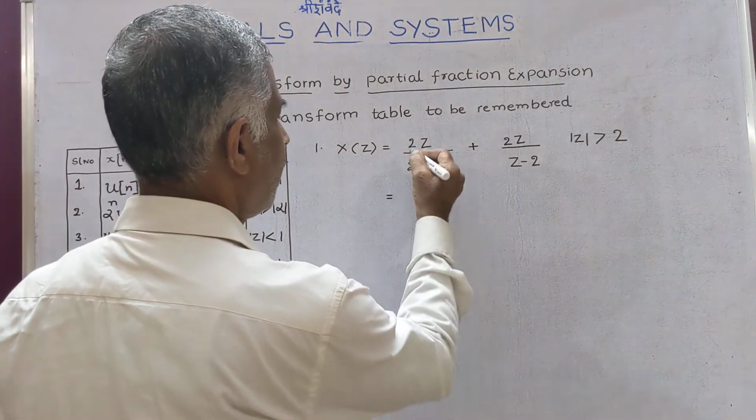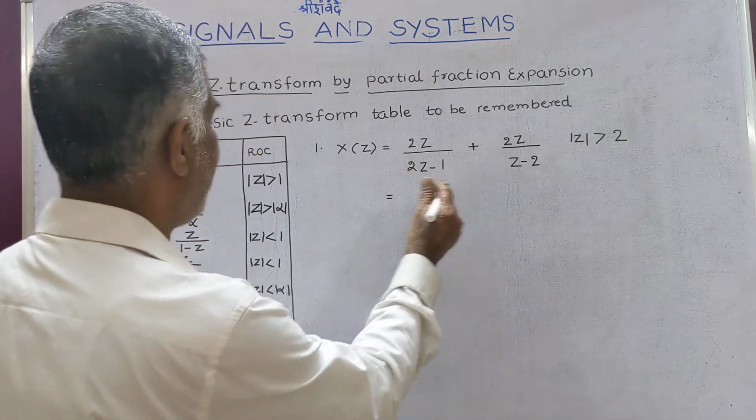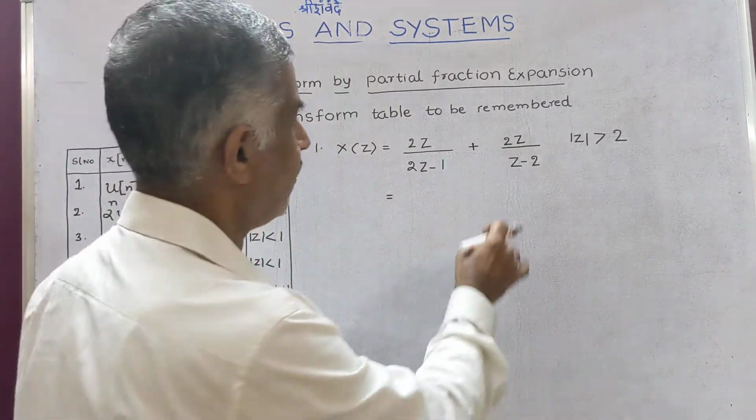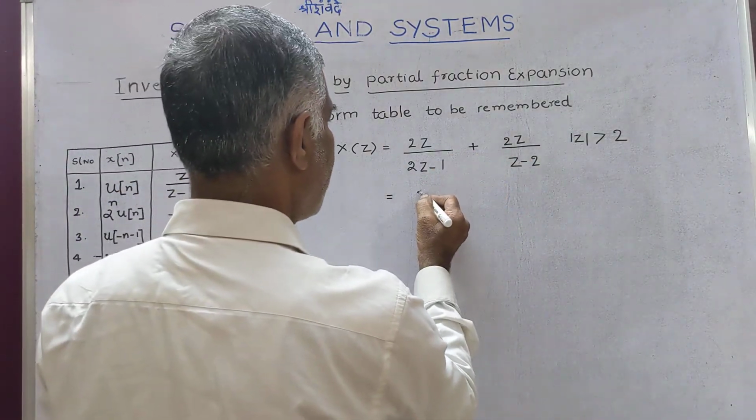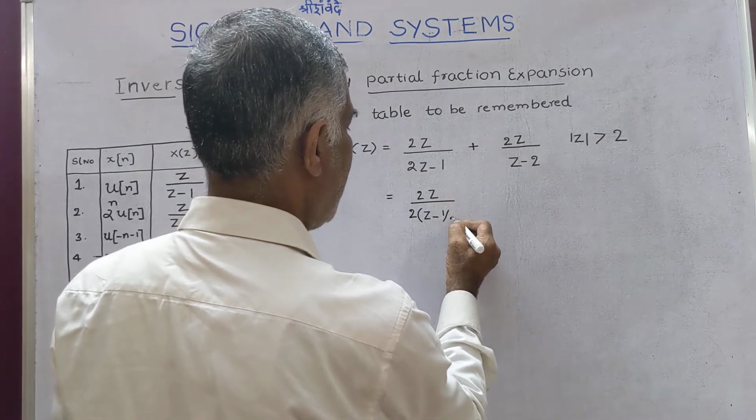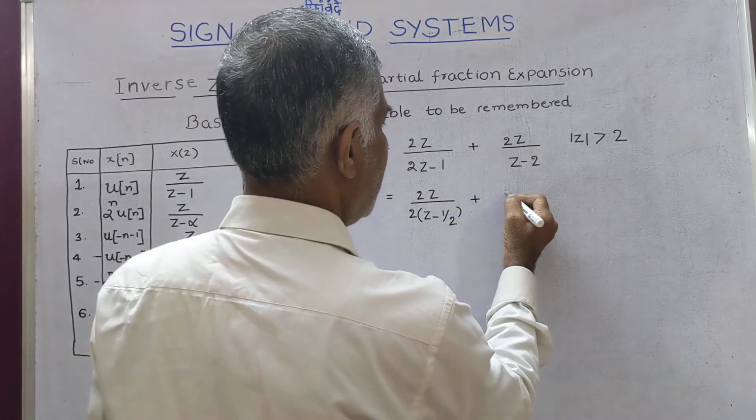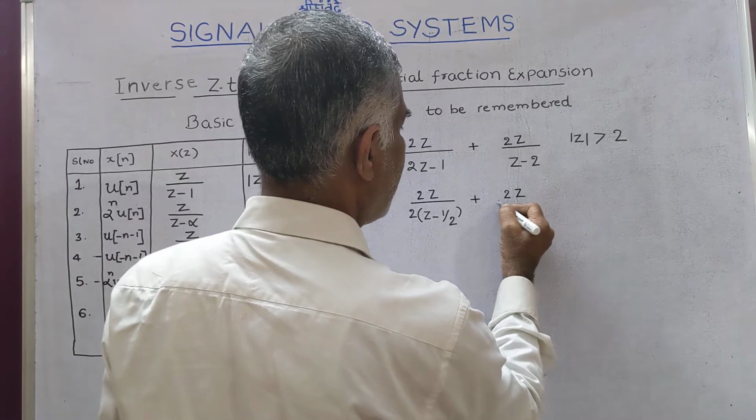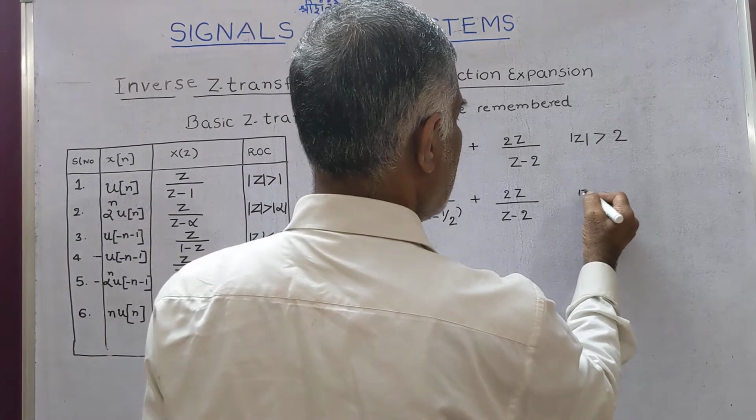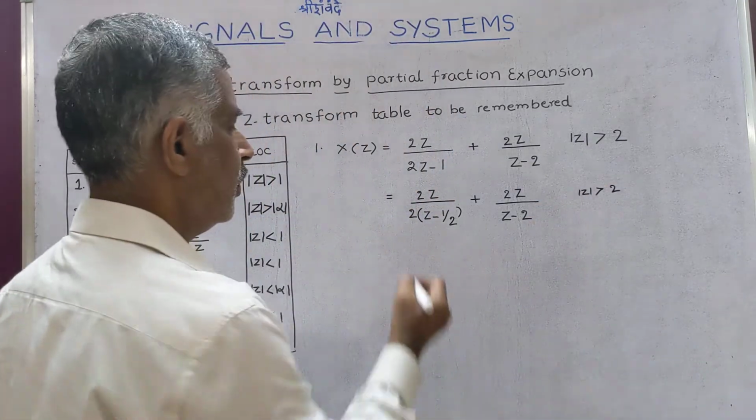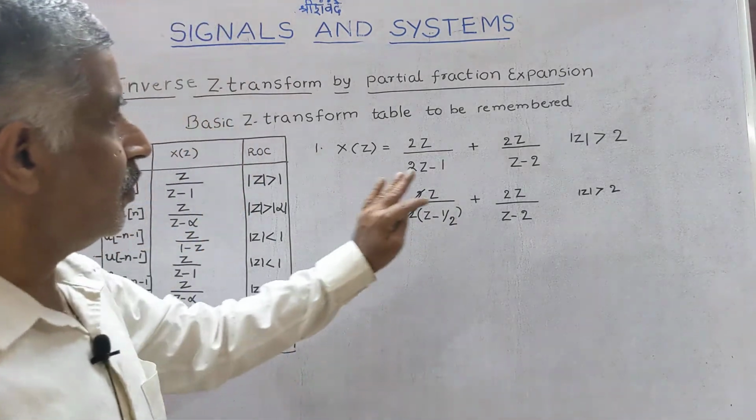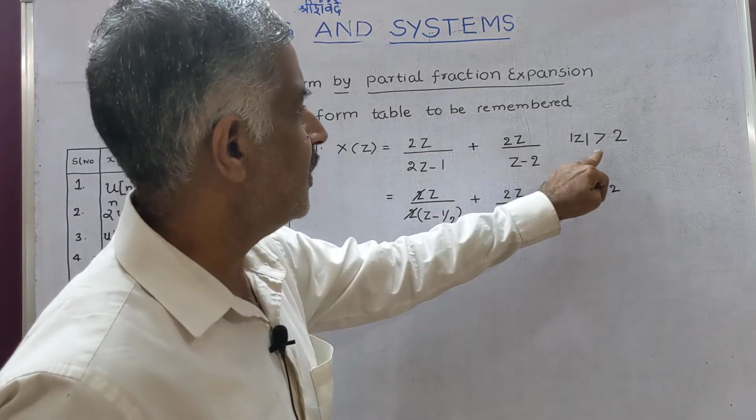The standard form is z by z minus alpha, and it is not so yet. So what you do: 2z divided by, take out 2 outside, 2 into z minus half, plus 2z by z minus 2, with mod z greater than 2. So the 2 gets cancelled. For the whole problem, this is the ROC.